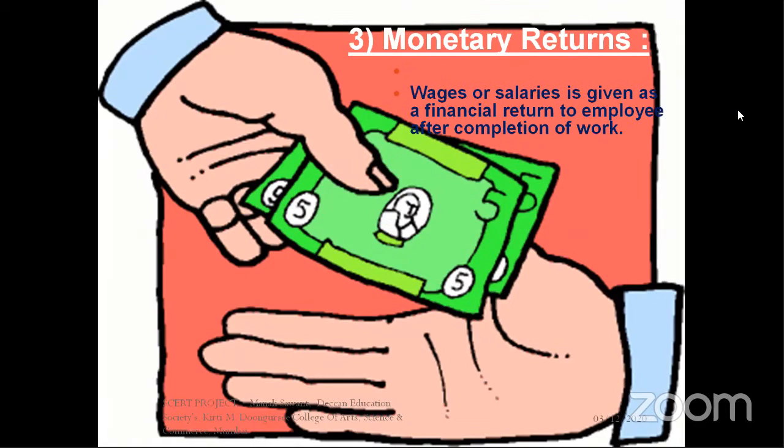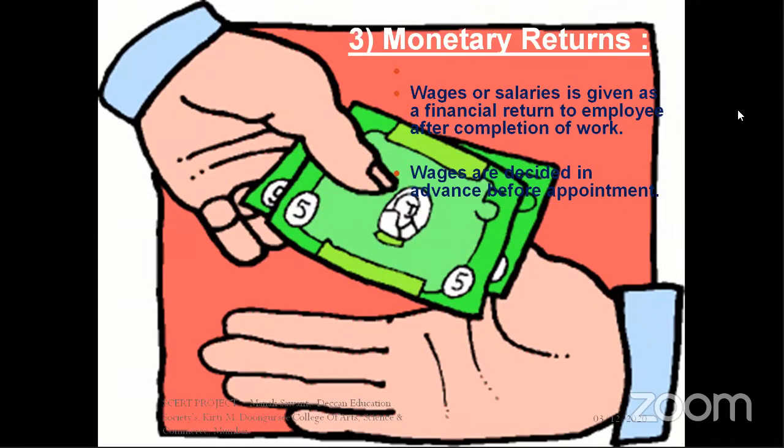Wages or salaries is given as a financial return to employees after completion of work. Whenever the employees complete their work, after the entire month is over, they get a salary. So salary is paid on a monthly basis. Now what about the wages? Wages are paid on a daily basis or weekly basis. So wages or salaries is given as a financial return to whom? To the employee, when they get it after the completion of work.